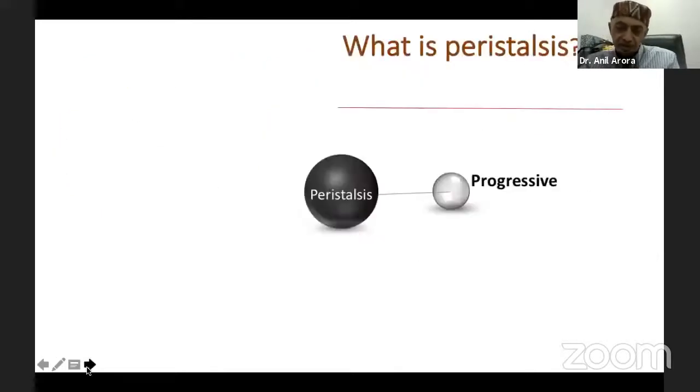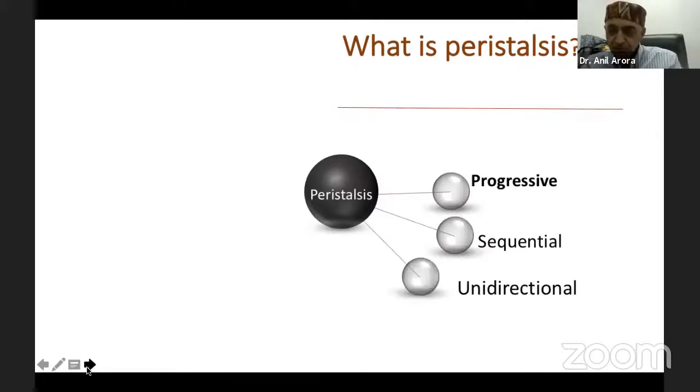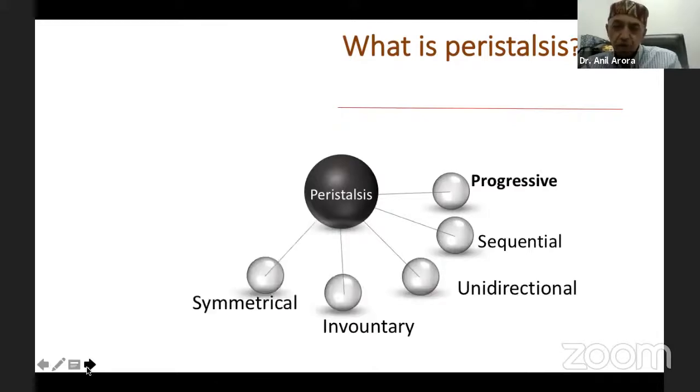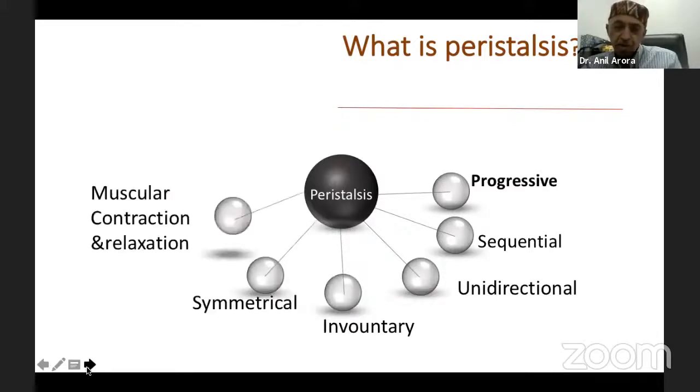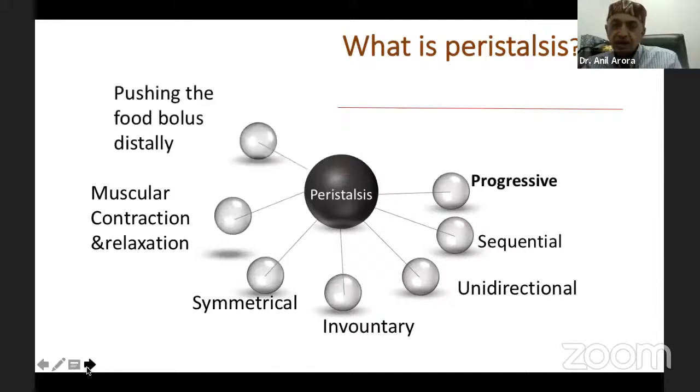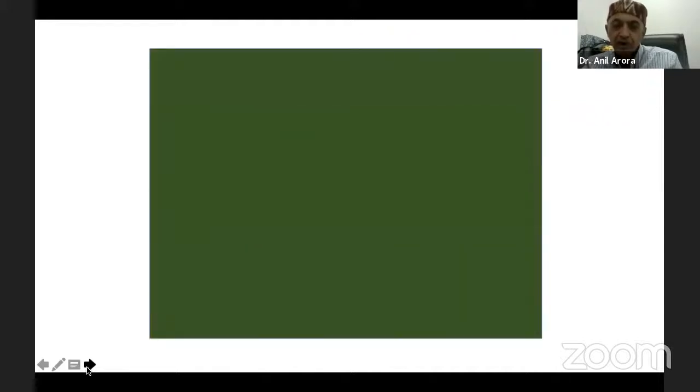So what is peristalsis? As Dr. Shobna said, I think it is important to remember and memorize every single component of what is normal peristalsis. It should be progressive, sequential, unidirectional, involuntary, and symmetrical. It should have both muscular contraction and relaxation, and its purpose should be to push the bolus distally. Only if all the components of this are satisfied do we call it a regular primary peristalsis.